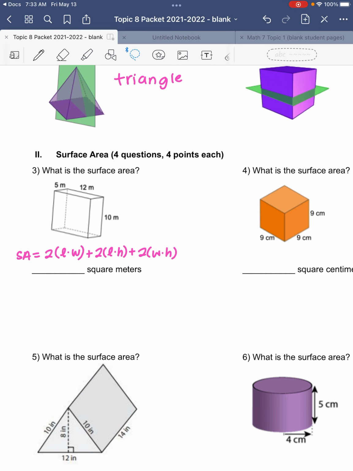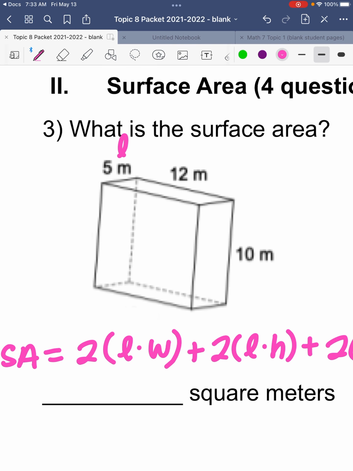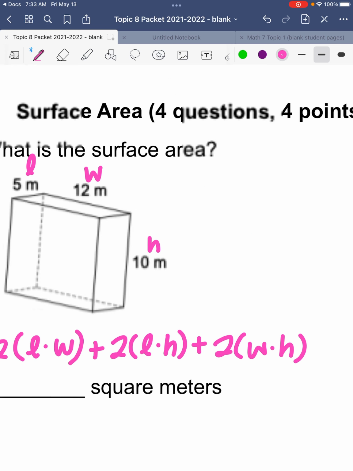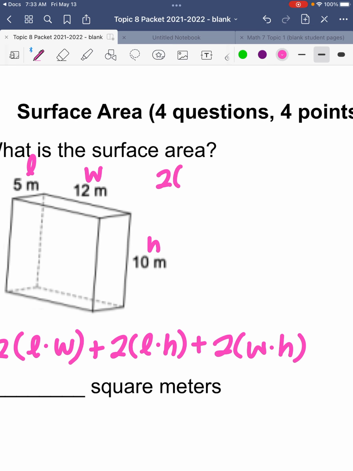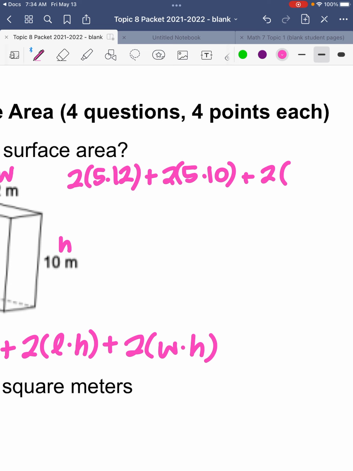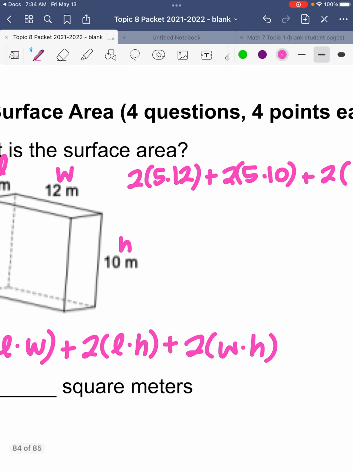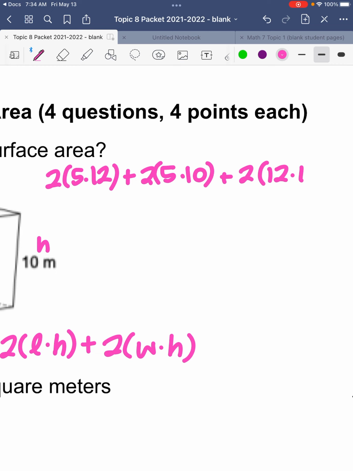So it doesn't matter which term I label as the length, the width, or the height, just as long as I label each number one thing. So I'm gonna say that 5 is my length, 12 is my width, 10 is my height. And I'm gonna use my formula. So I know that I'm gonna have 2 times 5 times 12 plus 2 times 5 times 10 plus 2 times my width is 12, my height is 10. 12 times 10. Okay, and now I'm just gonna simplify this.